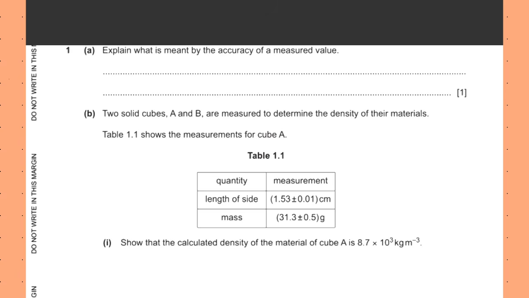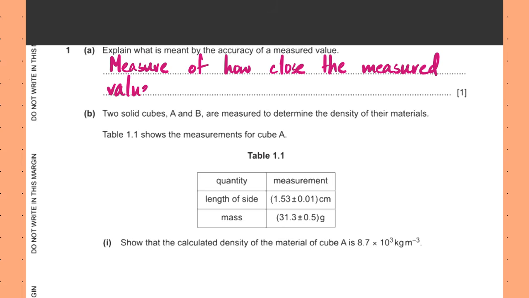Explain what is meant by the accuracy of a measured value. So we know that accuracy and precision are two common terms asked, or basically they are really closely linked, whereas precision is basically how close the measured values are to each other. Accuracy is a measure of how close the measured value is to the actual value. So to the actual or the true value.